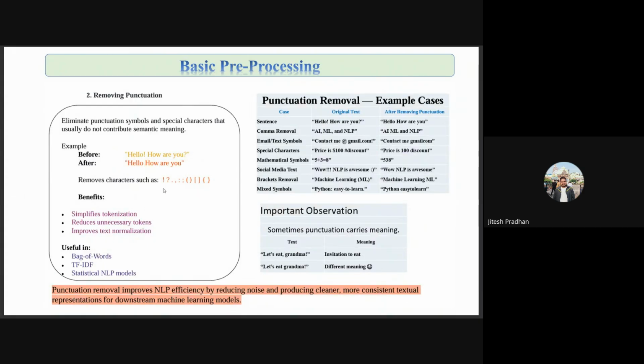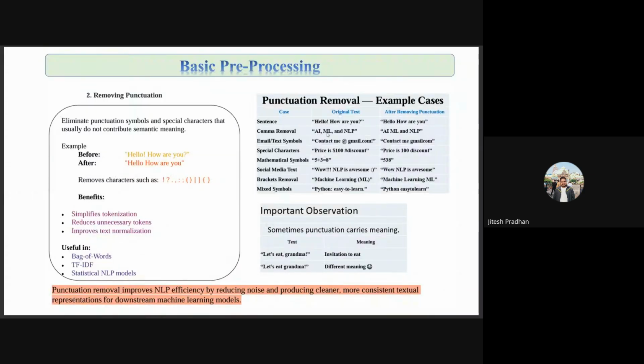So it is very useful when we are counting bag of words, TF-IDF, and statistical NLP models. We will discuss these also in later. Now, punctuation removal, some examples. Look at here. The sentence we have taken is "Hello, how are you?" We have removed these two punctuation symbols. Now it is "hello how are you".